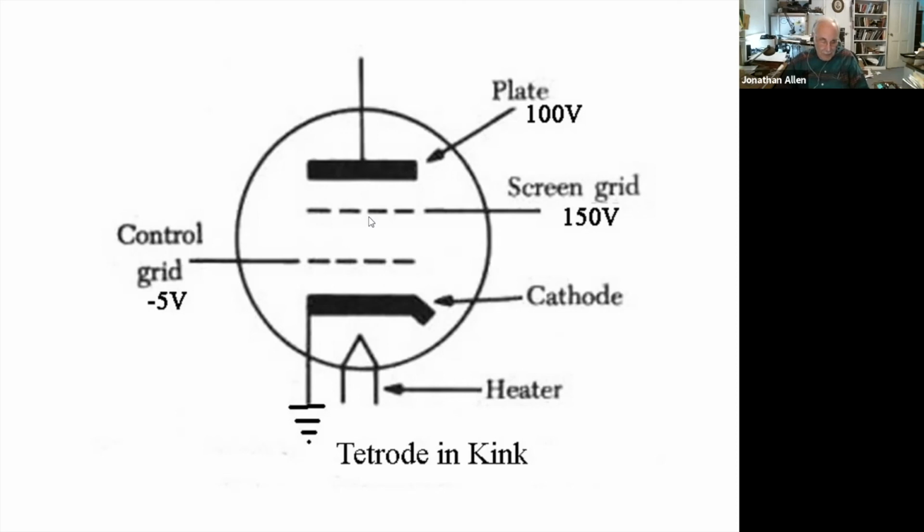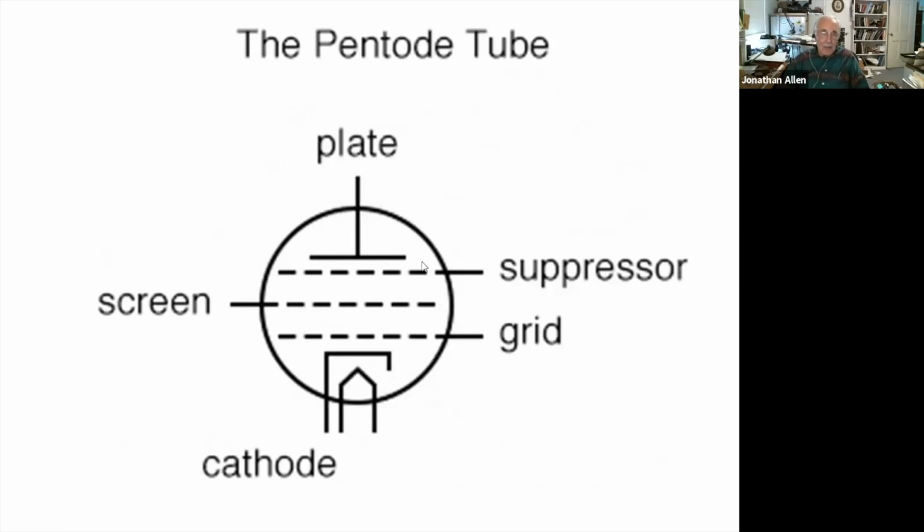In 1926, however, the Dutch engineer Bernard Tellegen, T-E-L-L-E-G-E-N, added one more grid, called the suppressor, and he placed it between the screen and the plate. And this is a very open sort of grid, and it was kept at ground potential or cathode potential. In fact, in some tubes, here we go, here's a suppressor. In some tubes, the suppressor was connected to the cathode internally. So it was always at cathode potential.